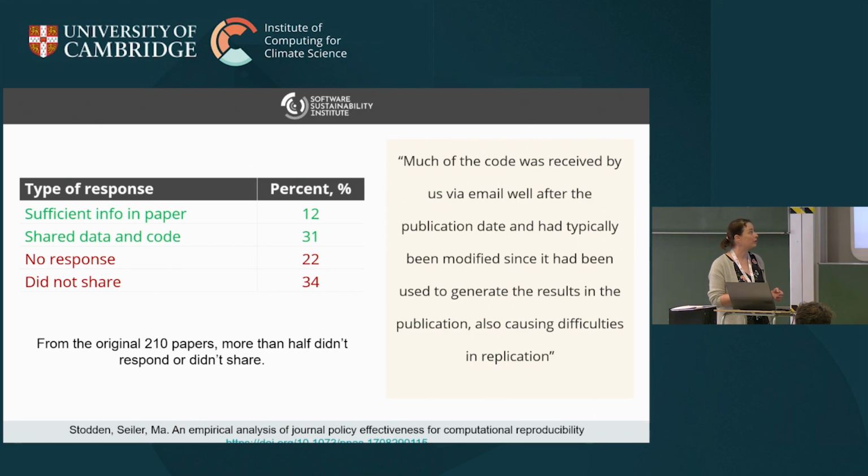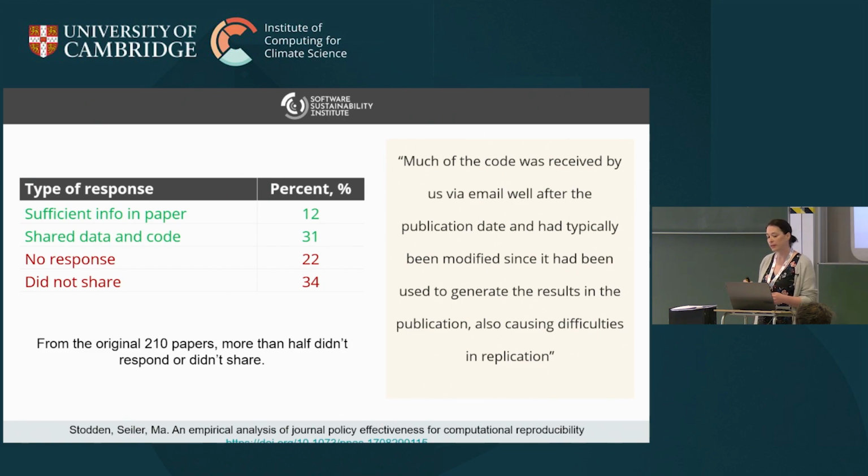So of the original 204, 12% had sufficient information in the paper, 31% shared their data and code, 22% didn't even respond, and 34% didn't share their data. So this is a journal that the authors have signed up to. They've agreed to this condition in terms of publication. And even then, more than half didn't respond or share.